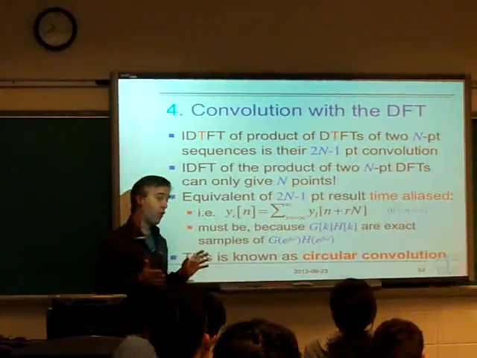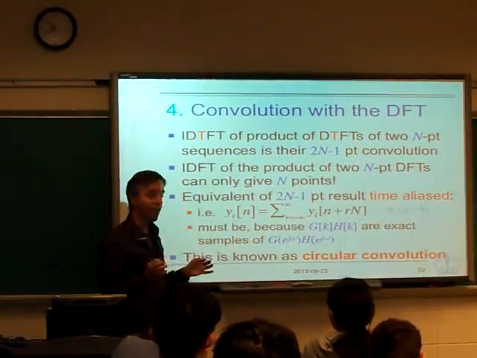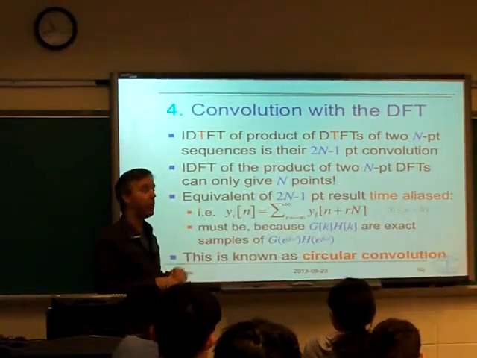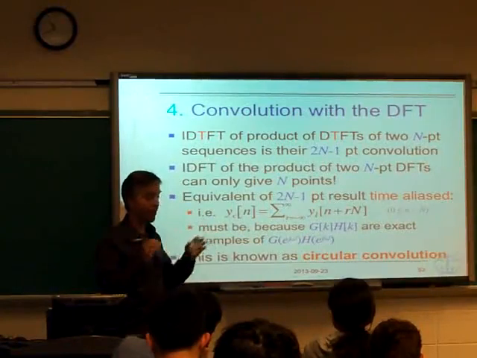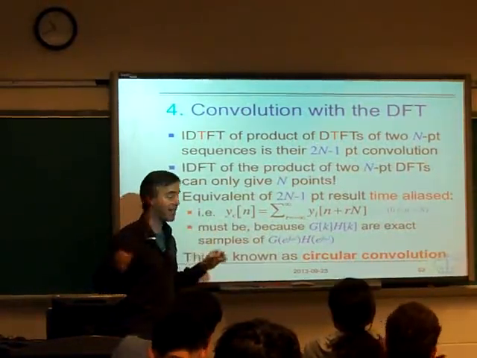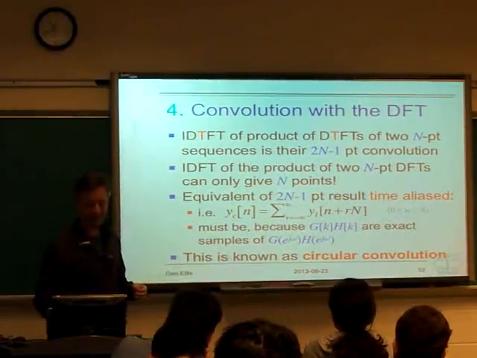So that's not normally what we're interested in. Maybe there's some space where we do have an intrinsically circular time axis, and that's fine. But most often we're talking about real time or some other real situation where there's an unlimited axis. And so circular convolution is not really what we want.